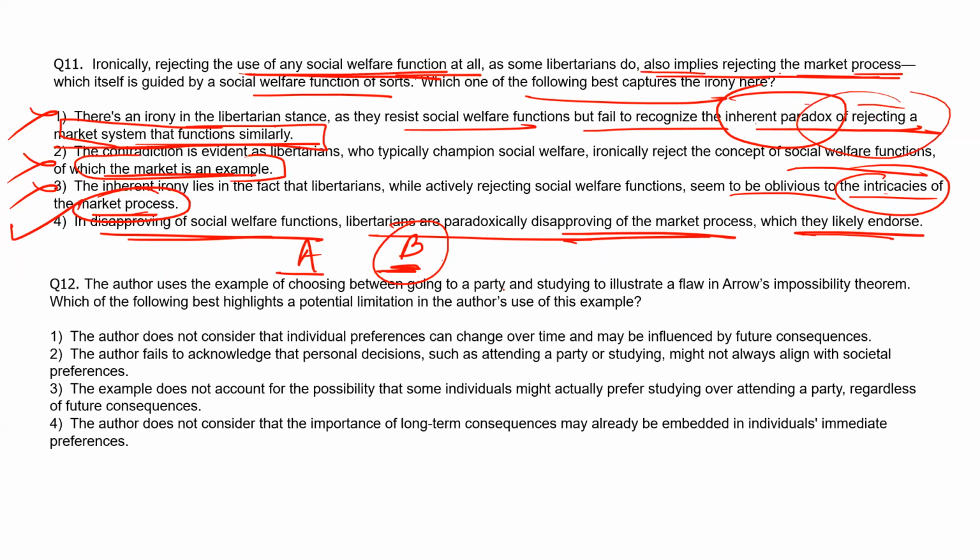Author uses the example of choosing between going to a party and studying to illustrate a flaw in Arrow's impossibility theorem. Which of the following best highlights the potential limitation? तो ये जो एग्जाम्पल दिया था पार्टिंग और स्टडिंग का, इसकी हमें लिमिटेशन बतानी है.